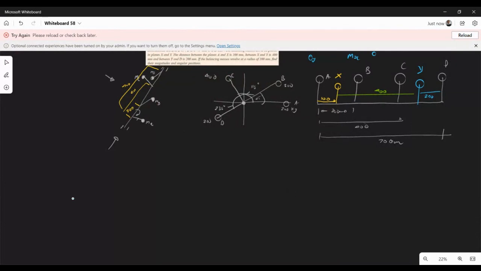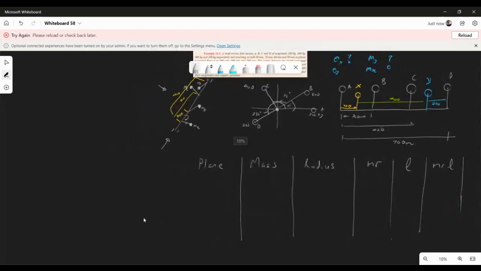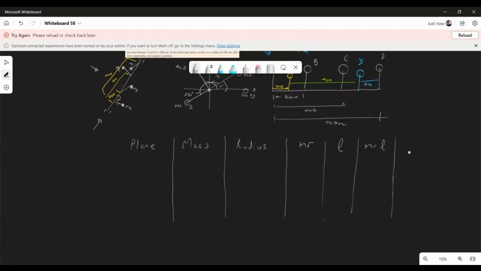So what's typically next after you've sketched that? If they didn't give you the sketch, you're going to have to create a table. And you call it plane, mass, radius, the MR, L, and MRL. So that's what you're going to be looking at. You can obviously include the angle if you want. So we're going to have a table.